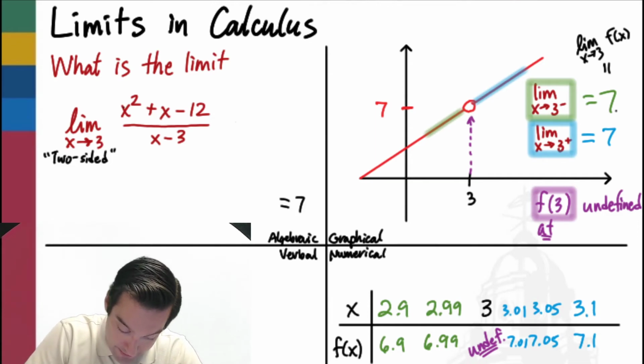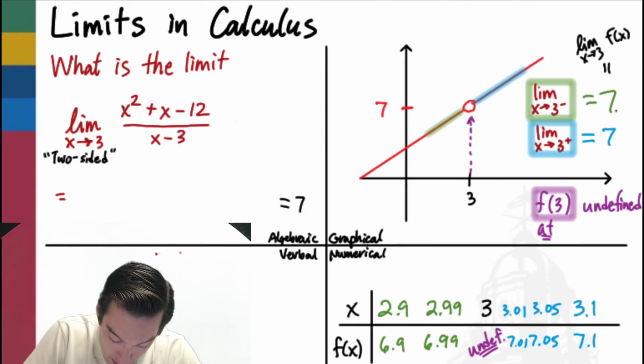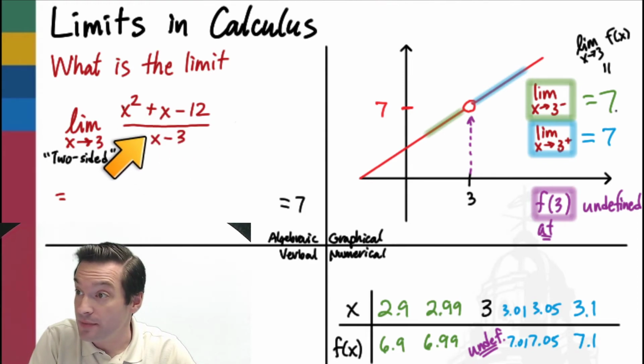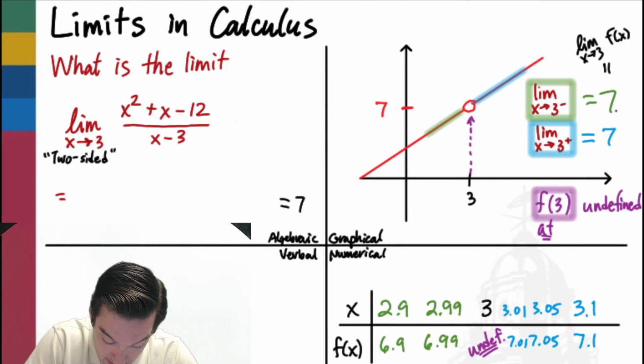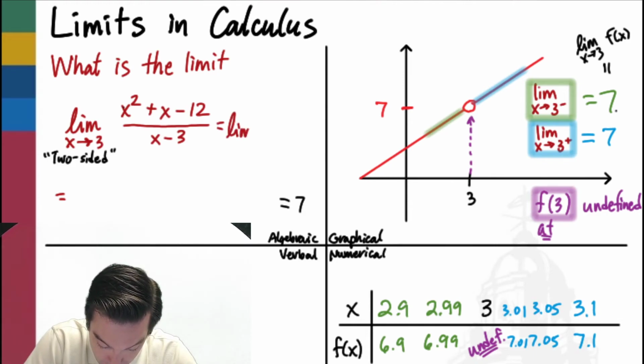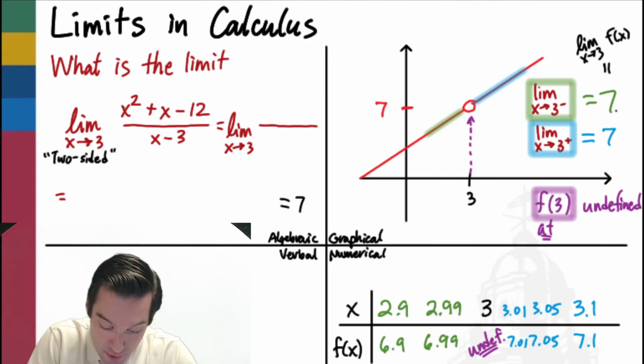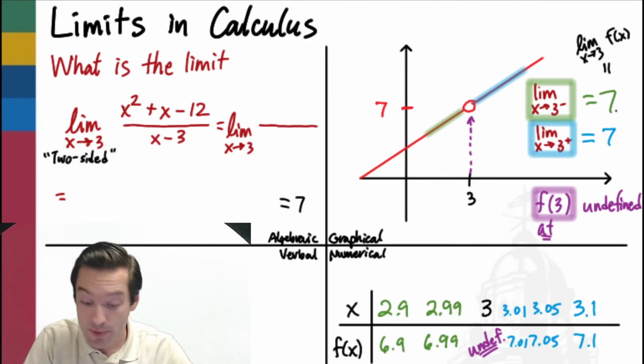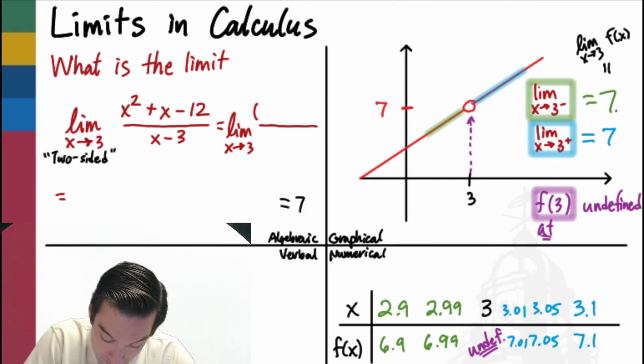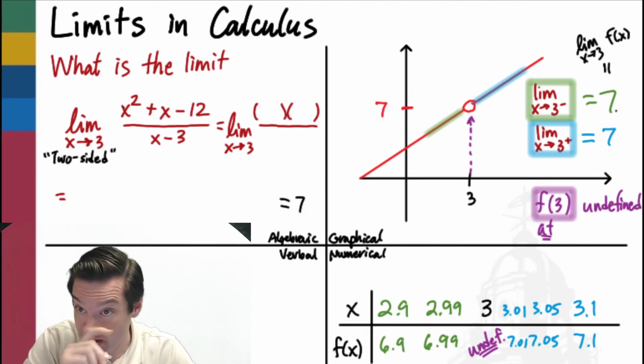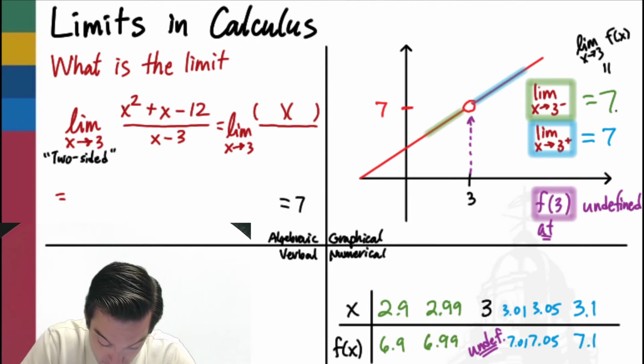Well, here's the trick. The trick is that I want to rewrite my expression here by simplifying it to the extent that I can. And I can simplify this expression if I notice that the numerator, x squared plus x minus 12, can actually be factored. And this is where some of those preliminary algebra skills start to come in handy.